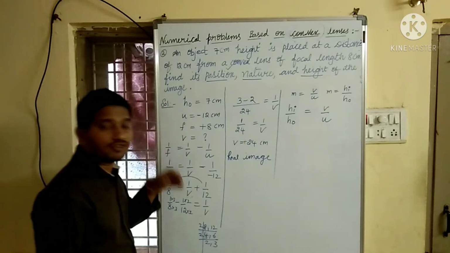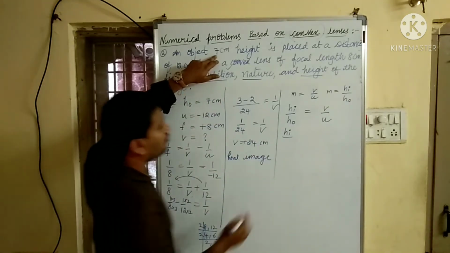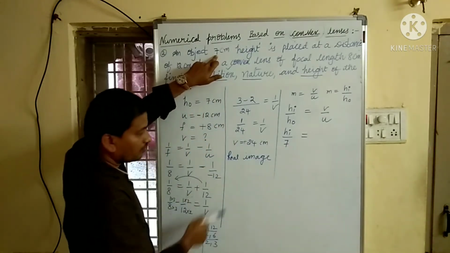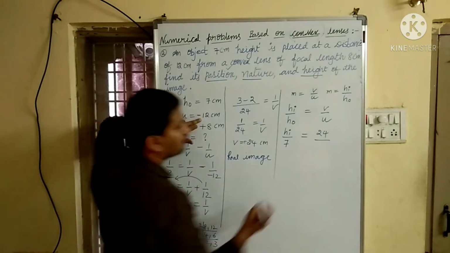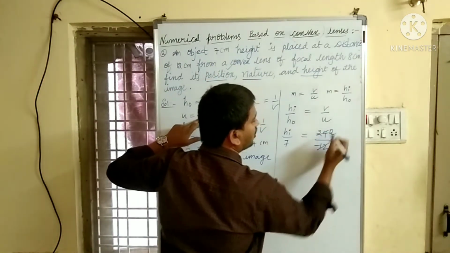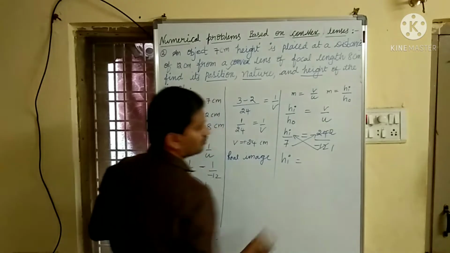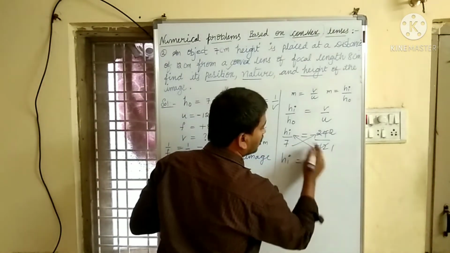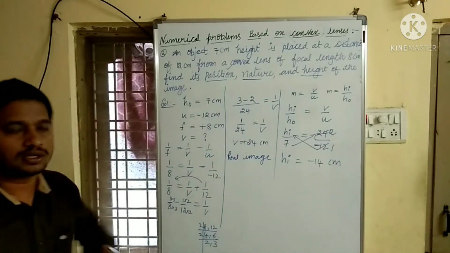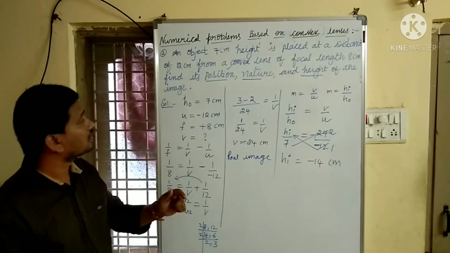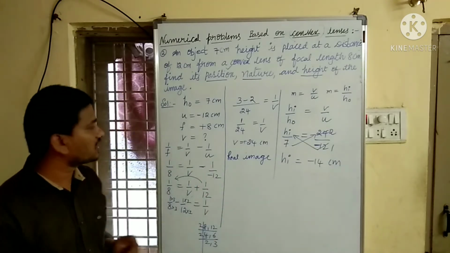So we have to find the height of the image, hi, and what is given? Height of the object is given as 7 equal to, we got image distance v 24 and object distance is given minus 12. So cross multiplication: hi equals 7 into 12 by 2, that is 14. Here we have a minus sign, so hi equals minus 14 centimeters. I mean, the height of the image is double the height of the object. I mean, a magnified image we will get.